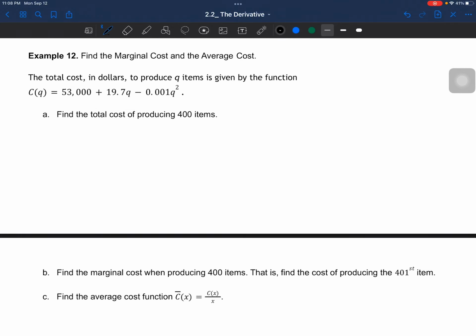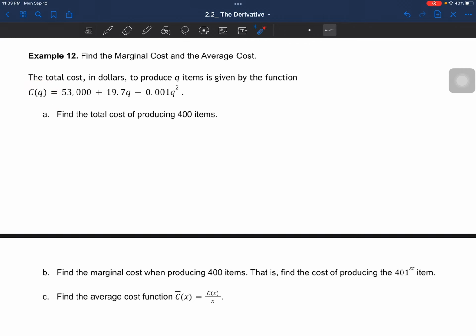All right, so let's work on example number 12. We're going to find the marginal cost and average cost. Given the total cost in dollars to produce Q items is given by the function C of Q equals 53,000 plus 19.7 Q minus 0.001 Q squared. Find the total cost of producing 400 items.